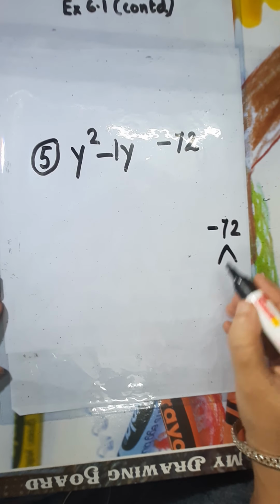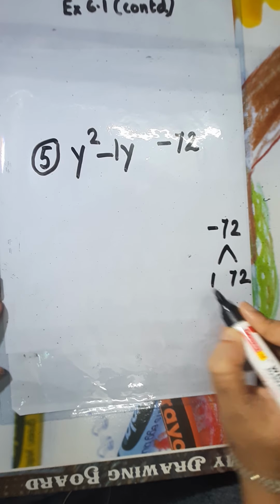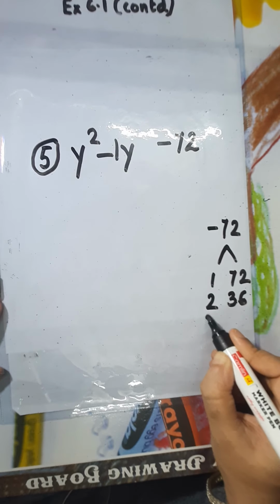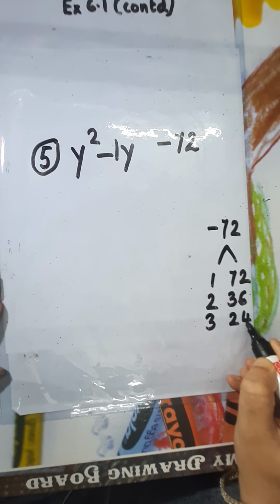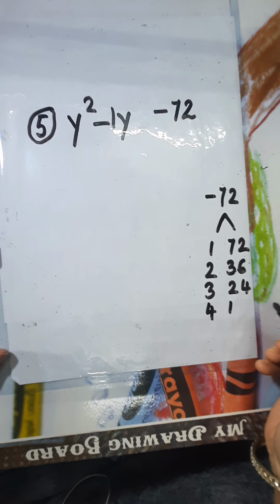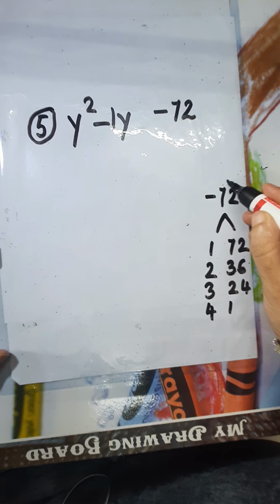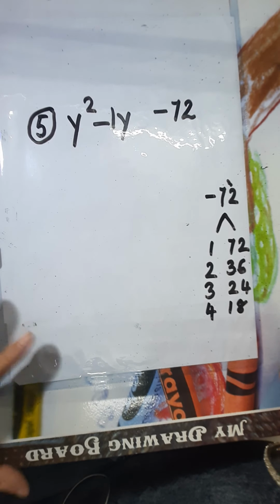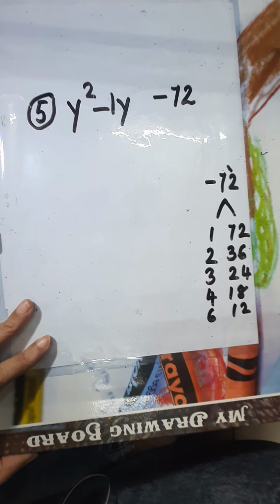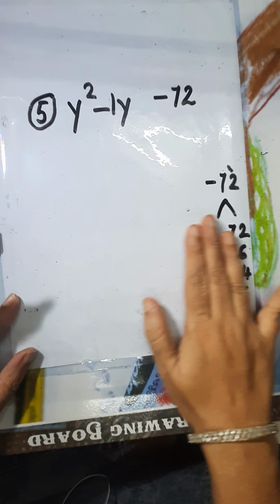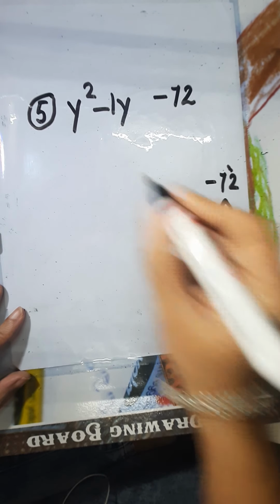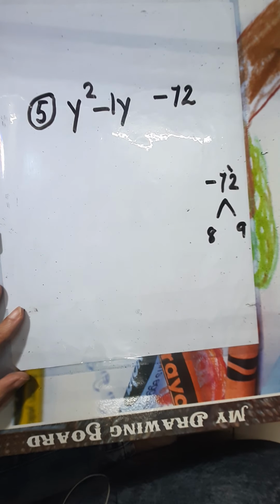Correct? So let's take the tables 1 and 72. Minus, am I getting 1? No. 2 and 36. 3 and 24. 4 and 18. 6 and 12. Not yet. We have not yet got the table. Let's see the last one. 8 and 9. Subtract 8 and 9. Will you get minus 1? Yes.